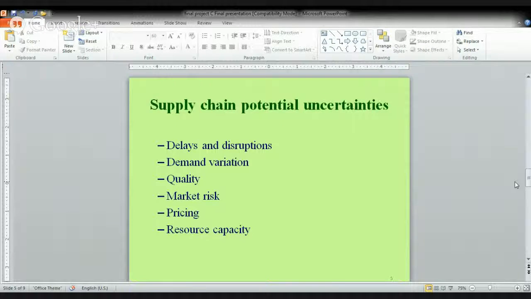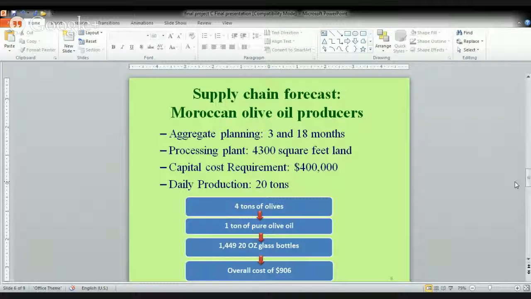Now we're going to talk about the supply chain forecast. During the first two phases, which are the production and processing of this Moroccan olive oil supply chain, great implementation of aggregate planning is needed for the startup of this project. And it's going to be for the period between 3 and 18 months.